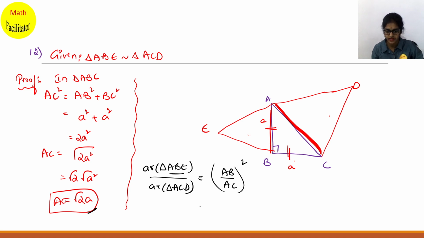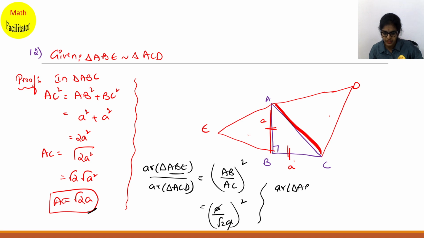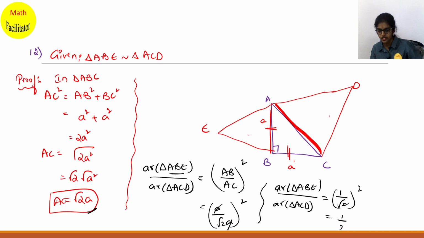See here, you got the value of AC. So that is equal to AB, which is a, divided by AC, which is root 2 a, whole square. A and a get cancelled. So what is remaining? The area of triangle ABE divided by the area of triangle ACD is nothing but 1 by root 2 whole square, which is 1 by 2. So the ratio is 1 is to 2.